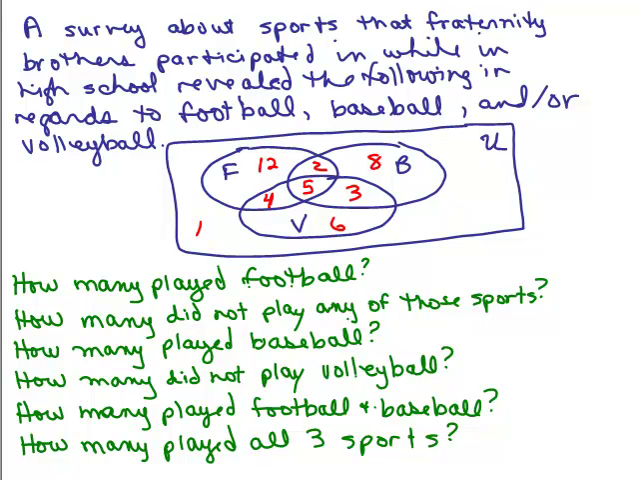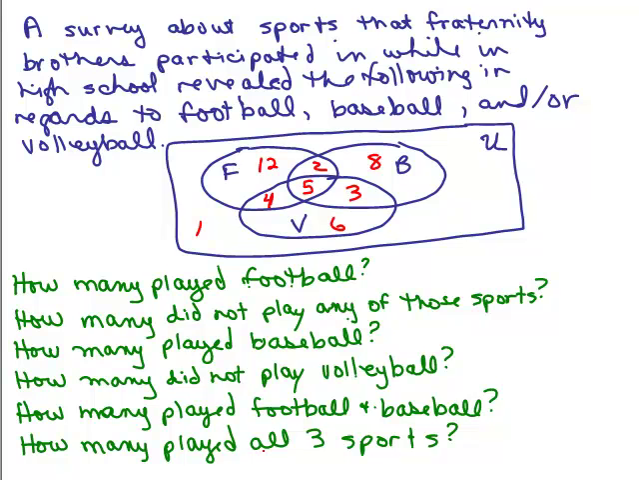All right, here's our next problem. A survey about sports that fraternity brothers participated in while in high school revealed the following in regards to just these 3 sports: football, baseball, and volleyball. So you could see the Venn diagram here. Somebody took the survey and already filled in the information based on the questions they asked. And now you should be able to answer these 6 questions. So put the video on pause and try answering those 6 questions on your own first.